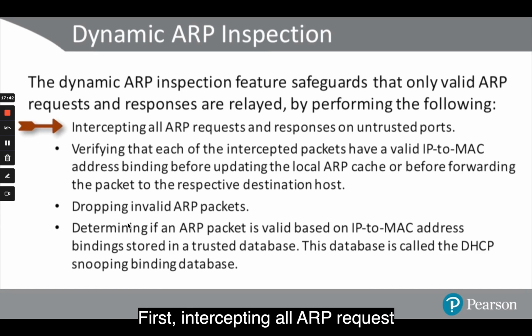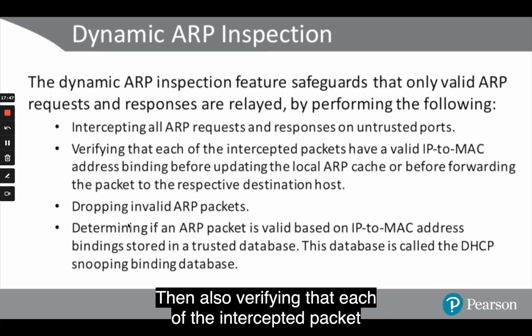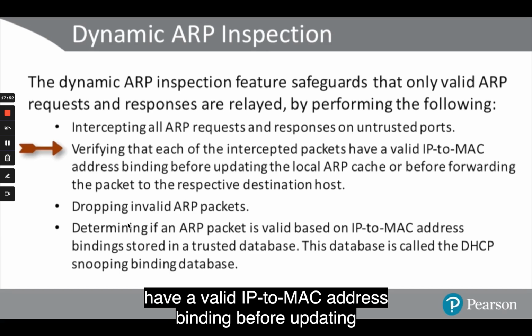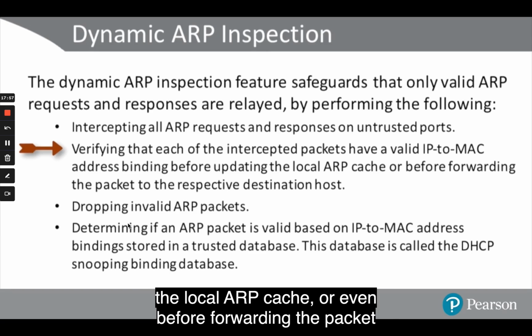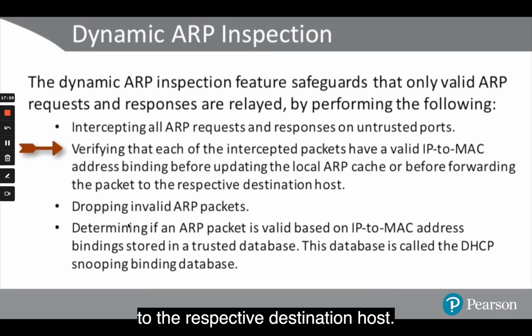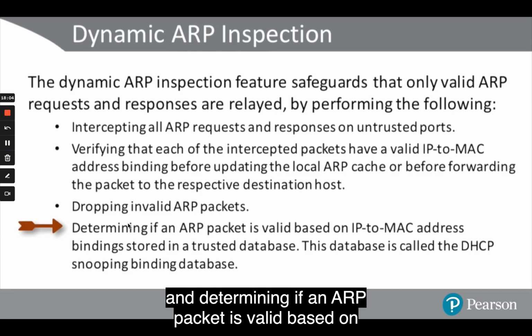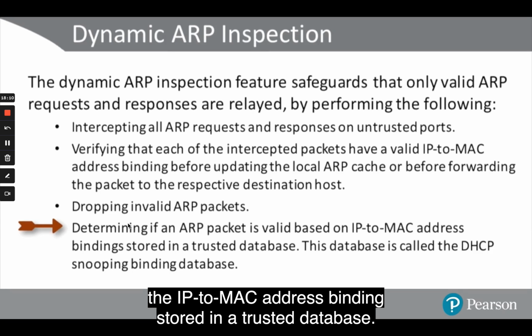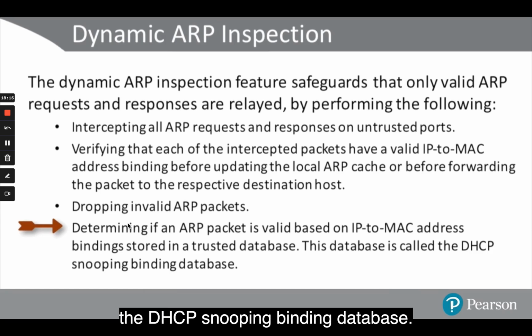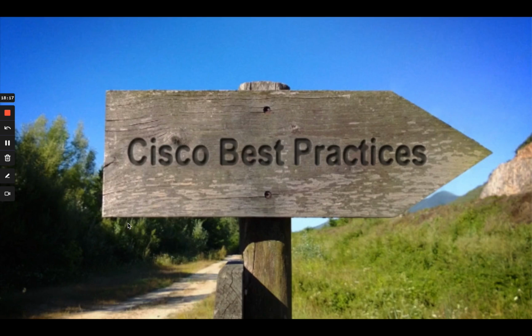First, intercepting all ARP requests and responses on trusted ports, then also verifying that each of the intercepted packets has a valid IP to MAC address binding before updating the local ARP cache, or even before forwarding the packet to the respective destination host. They also drop invalid ARP packets and determine if an ARP packet is valid based on the IP to MAC address binding stored in a trusted database. And this database is called the DHCP Snooping Binding Database.